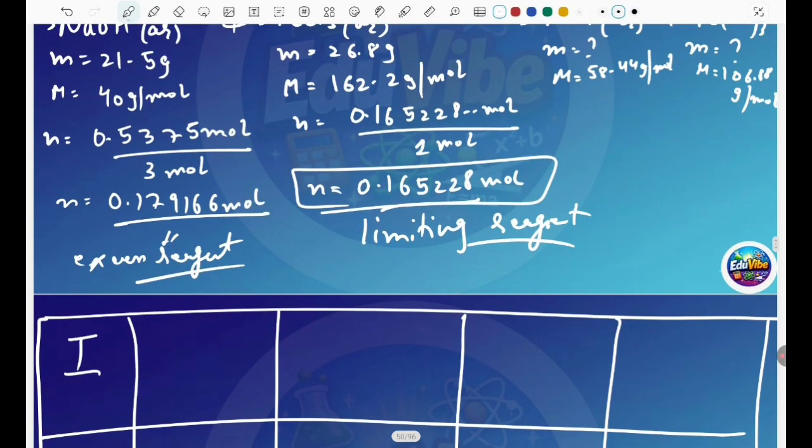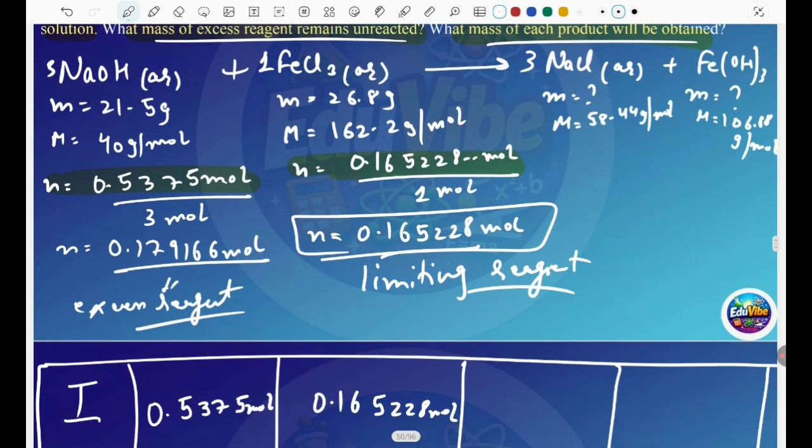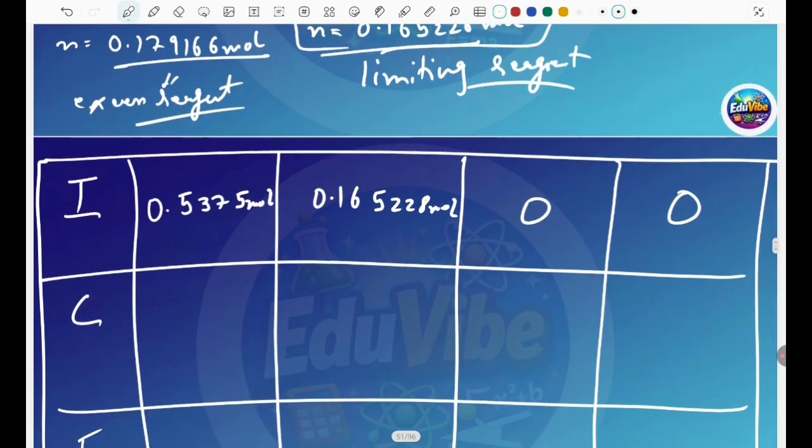So at the initial, what do we have? At initial we have this in terms of n. I have to write these values over there, not the ones where we find the limiting reactant. We have to find them before, mass upon molar mass. So it's 0.5375 moles we have for this, and for this we have 0.165228 moles. For the initial NaCl and Fe(OH)3, we don't have any, so we keep it as 0.